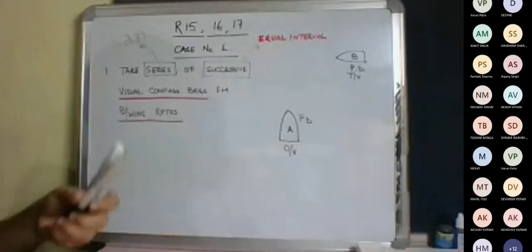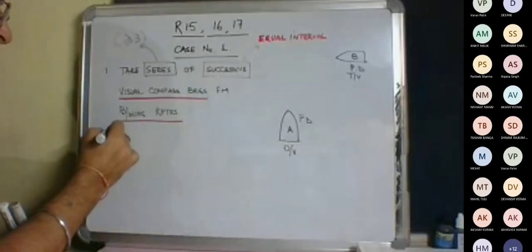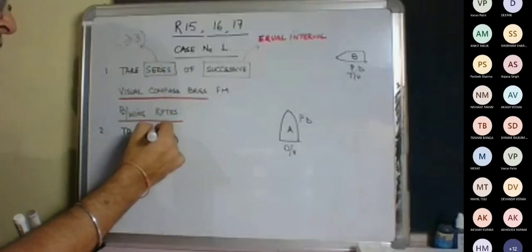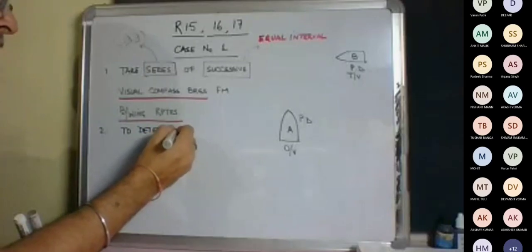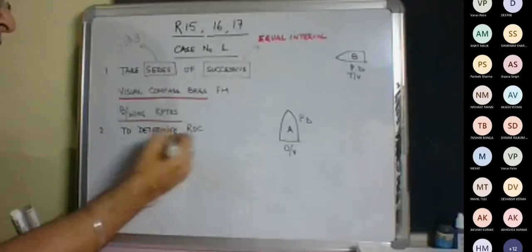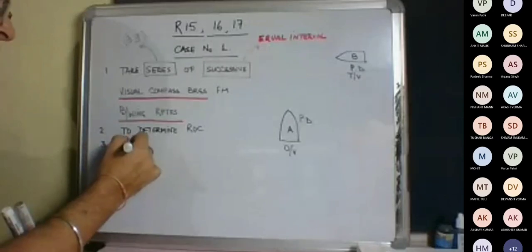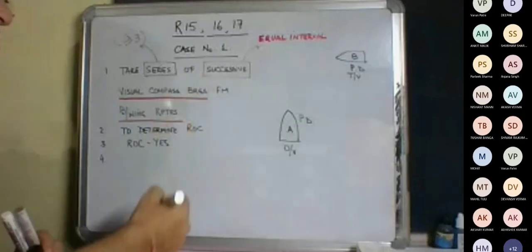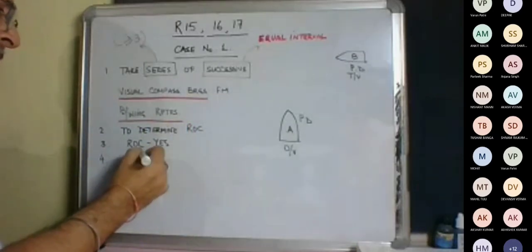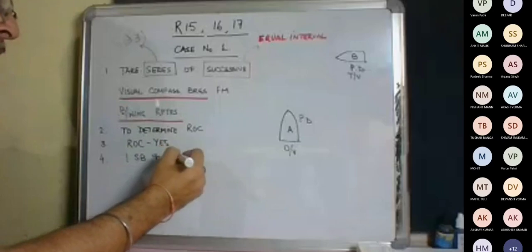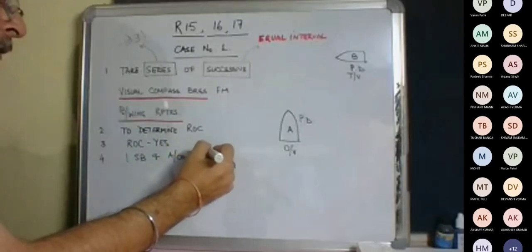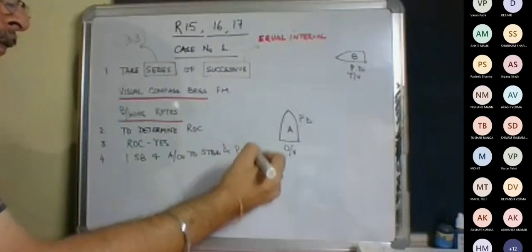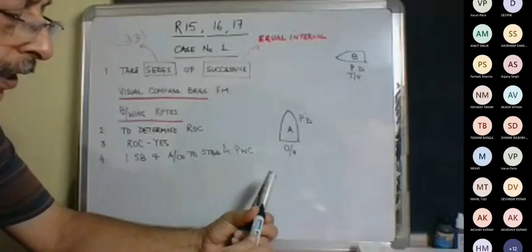So, having done this, the second point, the purpose of doing this is to determine risk of collision. Let's say ROC, risk of collision, is yes. Now, what action would you take on this? I'll give one short blast and alter course to starboard and pass well clear, PWC.